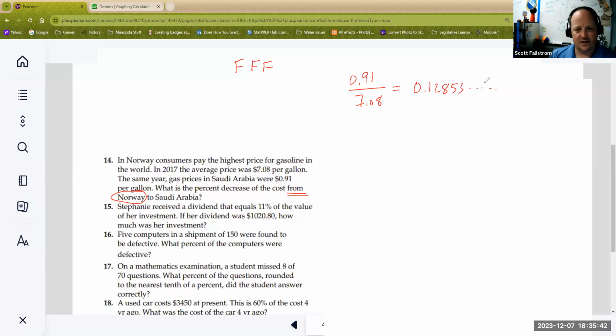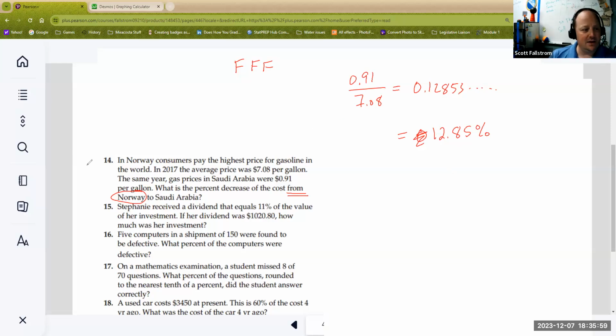0.12853. Okay. So now if I want to write that as a percent, because that might help, I could write this as 12.85%. I'm rounding to 2 decimal places here. Okay. All right, so there it is, 12.85%.